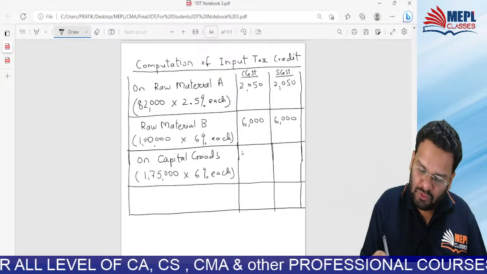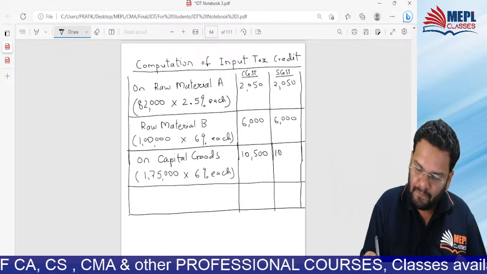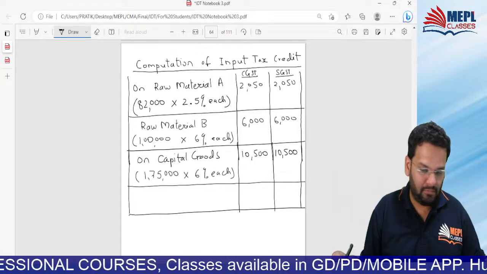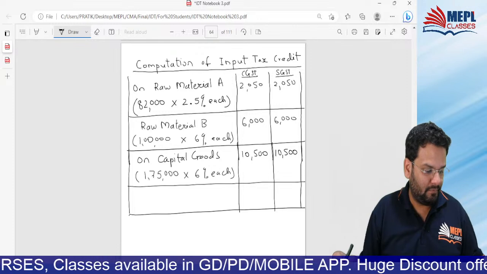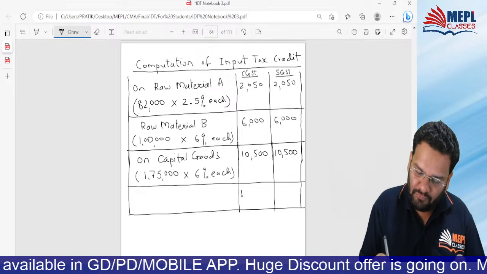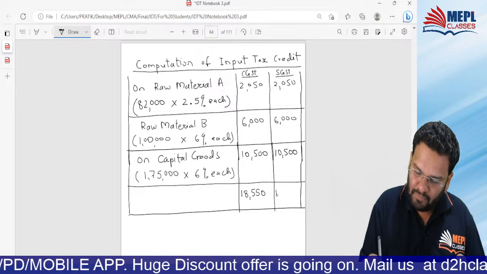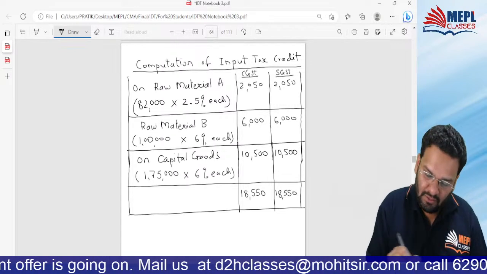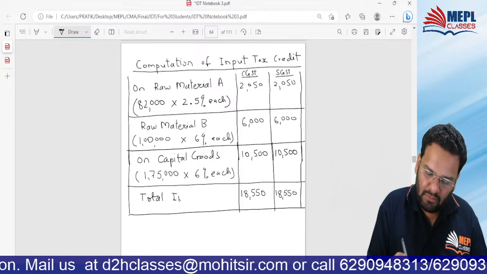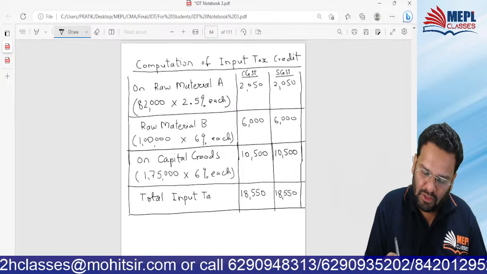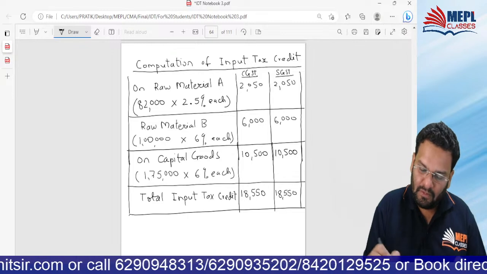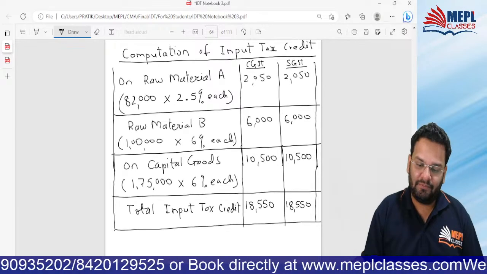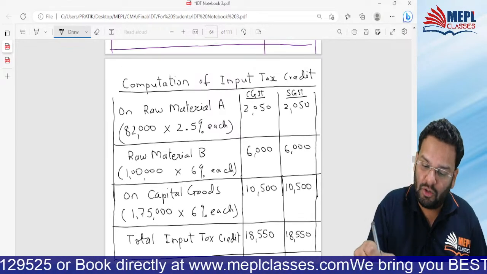Are you getting 10,500 each? Yes. Please take total. Are you getting 18,550 each? Yes. 18,550. This will be called total input tax credit. Why total input tax credit? Because there is no opening balance. So this is your total input tax credit. Please let me know whether you have understood till this point.